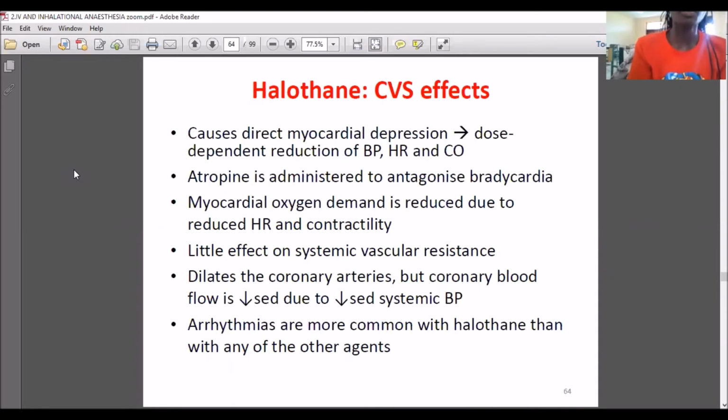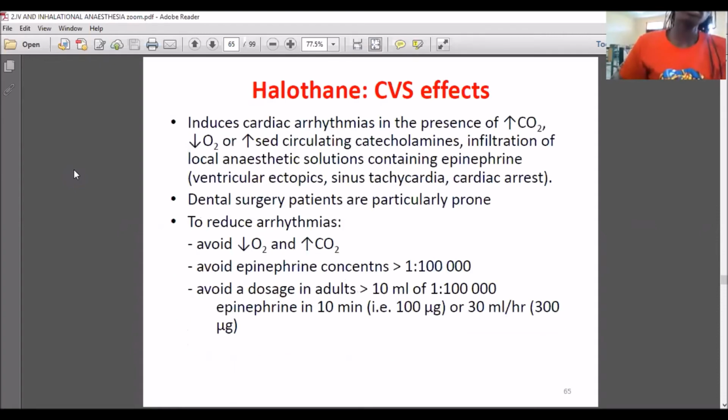Arrhythmias are more common with halothane than with any other agents. It induces cardiac arrhythmias in the presence of increased carbon dioxide, decreased oxygen, or increased circulating catecholamines, and infiltration of local anesthetic solutions containing epinephrine. Endoscopic surgical patients are particularly prone. To reduce arrhythmias, avoid decrease in oxygen saturation and increase in carbon dioxide. Avoid epinephrine concentrations greater than 1 in 100,000. Avoid a dosage in adults of greater than 10 mL of 1 in 100,000 epinephrine in 10 minutes, i.e. 100 micrograms, or 30 mL per hour, which equals 300 micrograms.